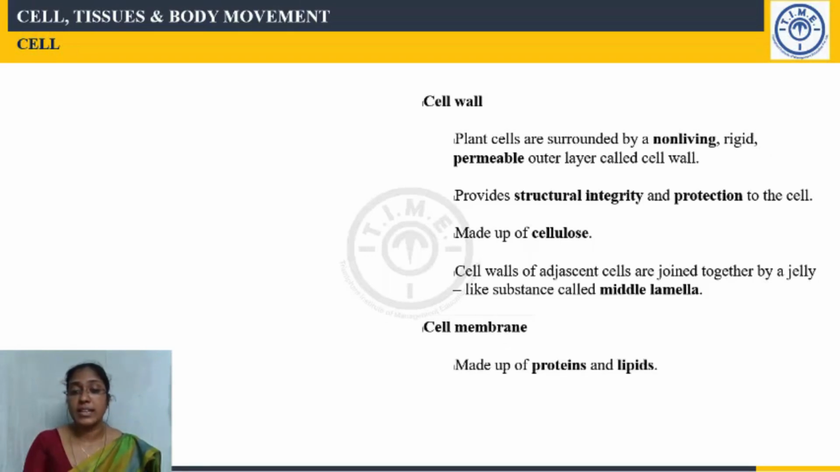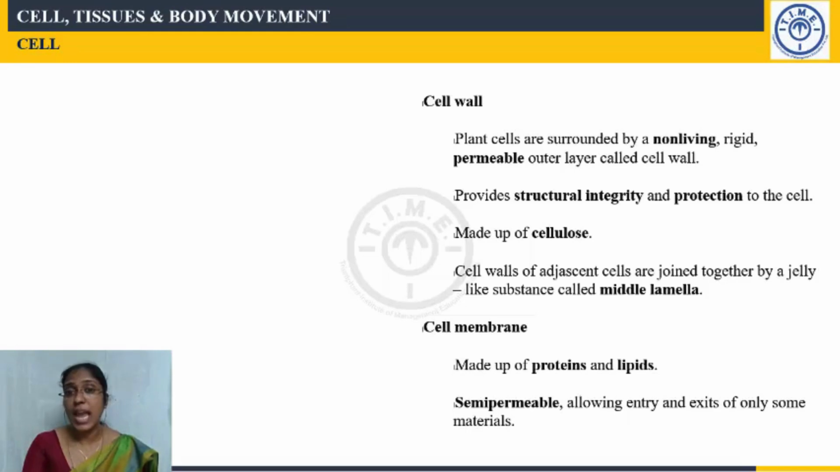And the cell membrane is made of proteins and lipids. It is semi-permeable, that is, selectively permeable. What do we mean by semi or selectively permeable? They allow the exit and entry of molecules, but not all molecules, only selected molecules. So it is known as a semi-permeable membrane, allowing entry and exit of only some materials.